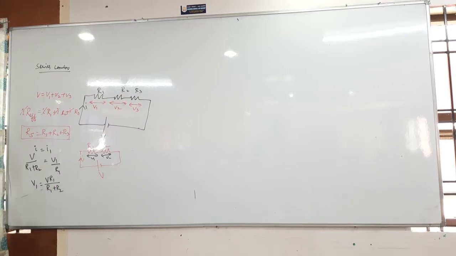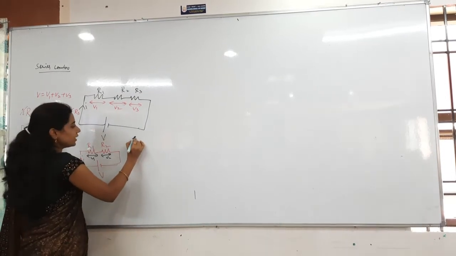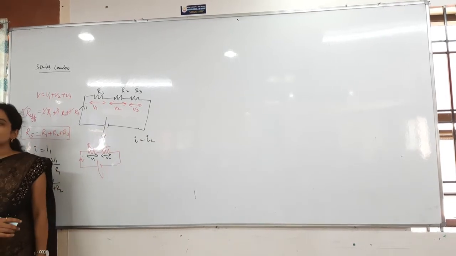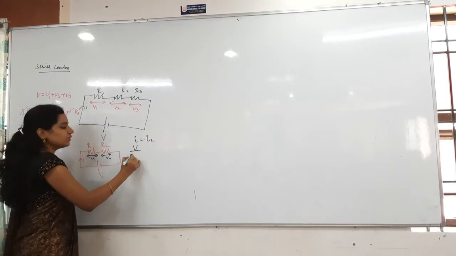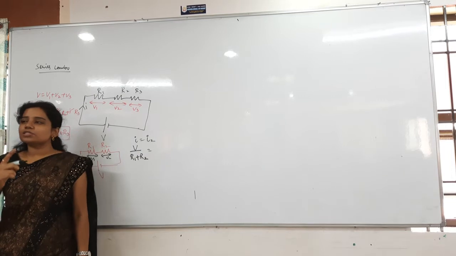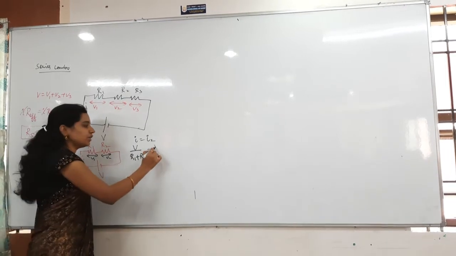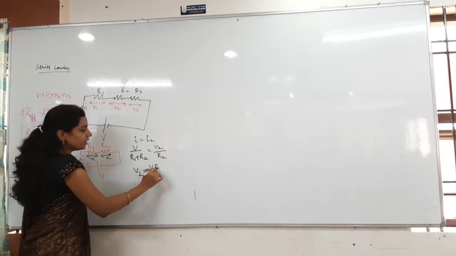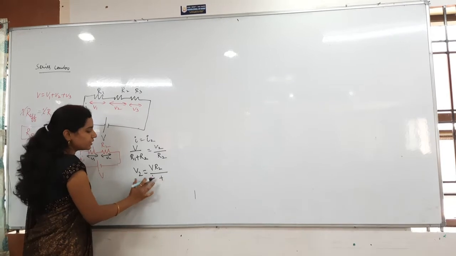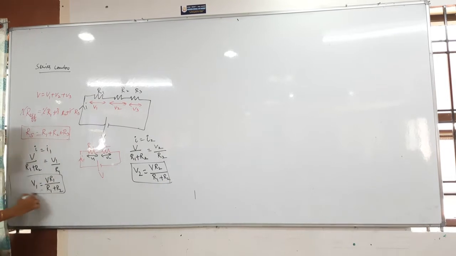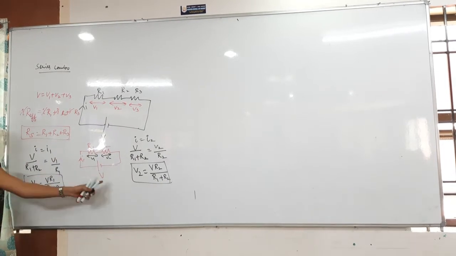Clear? Next, for the second one, can I write again I is equal to I2? Everything is same, only the current is I equal to I2. I is nothing but total voltage by total resistance, that is V by R1 plus R2, equal to I2. Individual voltage by individual resistance: V2 divided by R2. Then V2 is equal to VR2 by R1 plus R2. These are the main important things. Everybody knows the combination formula, but these are important for solving problems.